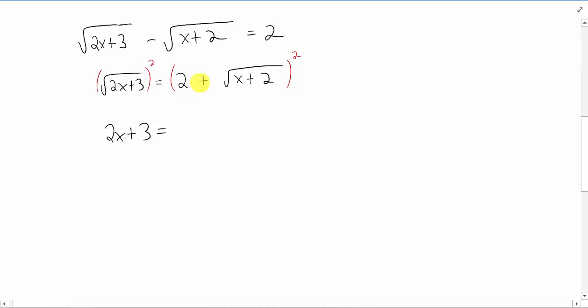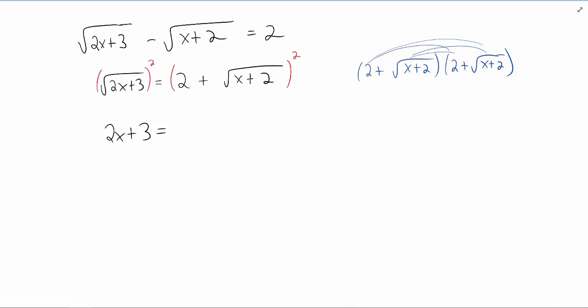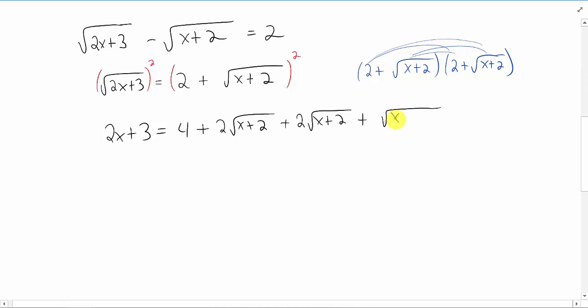This is a binomial, 2 plus the square root of x plus 2, squared. We need to think of that like this, which is something that we need to distribute or FOIL out. So I'm going to do that. 2 times 2 is 4. 2 times the square root of x plus 2. Another 2 times the square root of x plus 2. And we have the square root of x plus 2 times the square root of x plus 2. I'll write that as the square root of x plus 2, the quantity squared. I'm going to continue to copy down every single piece here as we're showing our work.